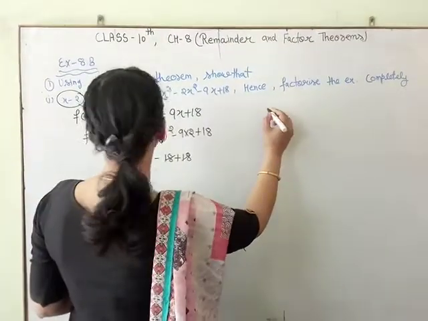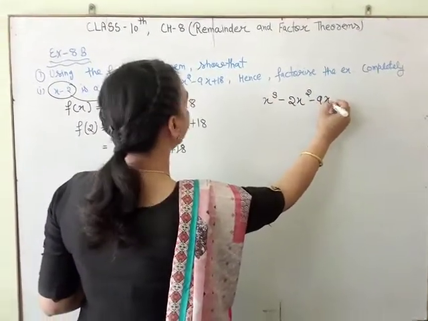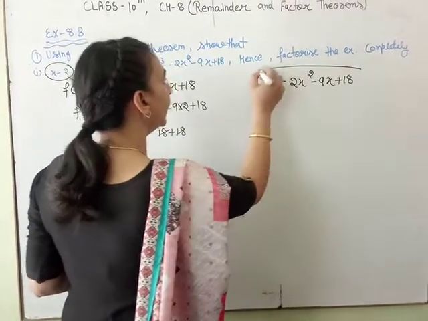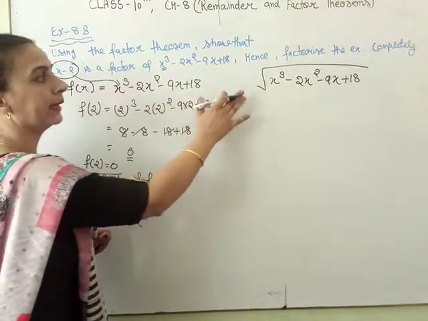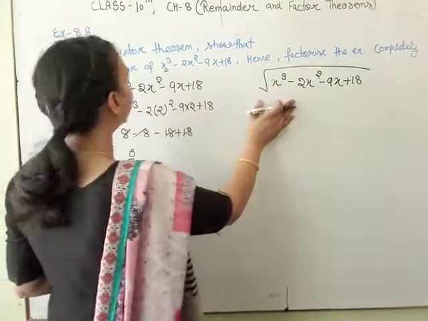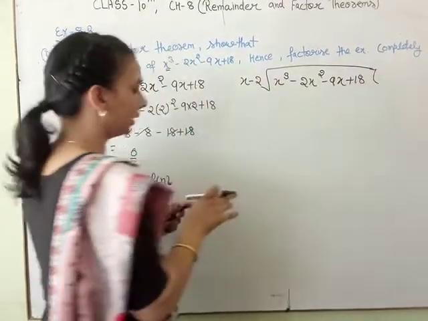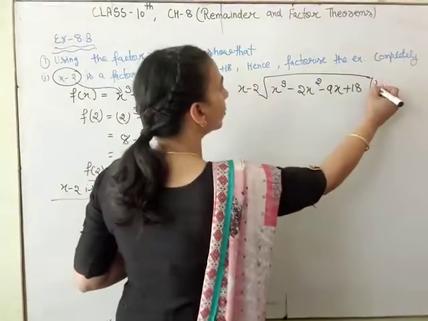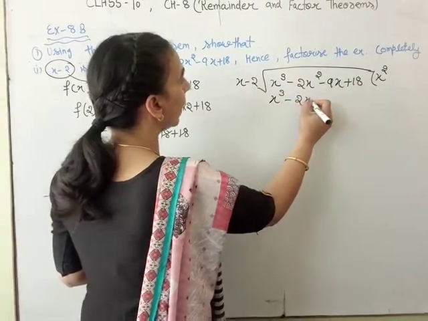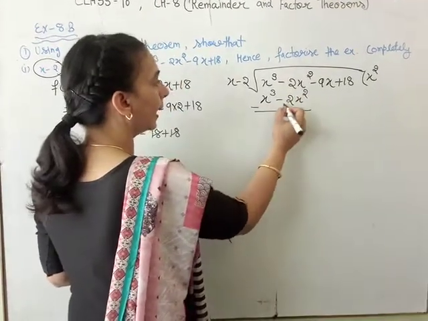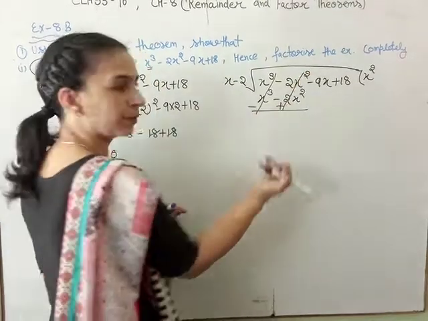So we write the expression x cube minus 2x square minus 9x plus 18. Student, if you are given one factor, then with the help of that factor, you find the remaining factors. Then you divide by x minus 2. If you divide this by x minus 2, we solve this. X square, then x cube minus 2x square, minus plus. Cancel. Minus 2x square plus 2x square also cancel.